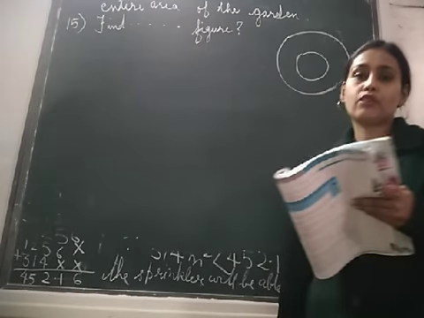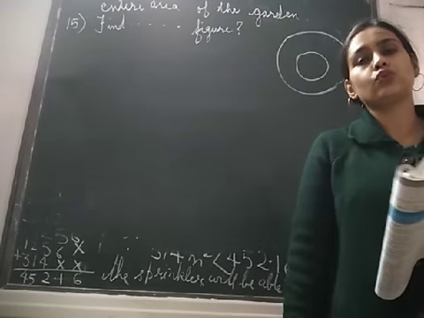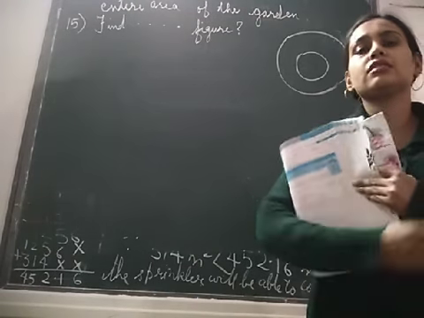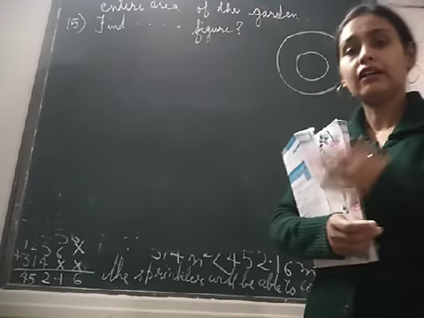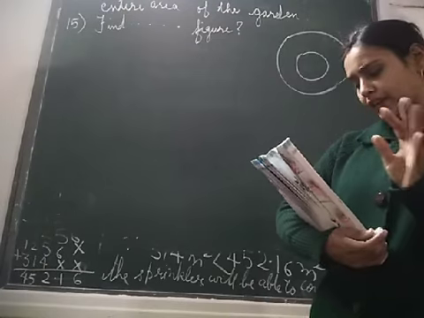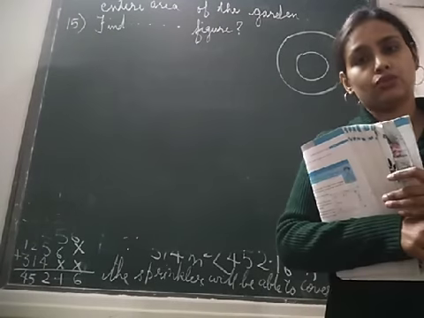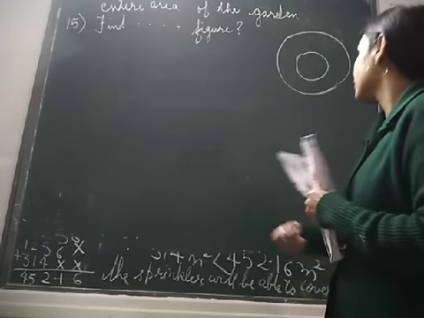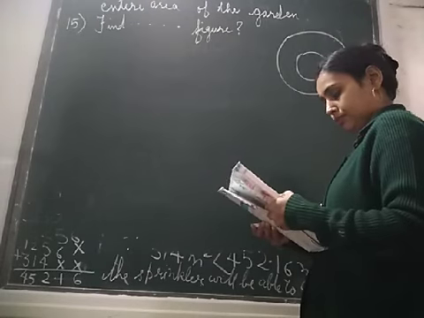And we all know what is the formula for the circumference? That is 2 pi r. That means we need to know the value of pi, which I think is already written: take pi as 3.14. And we need to know the radius. So let's see in the figure whether the radius is given or not.